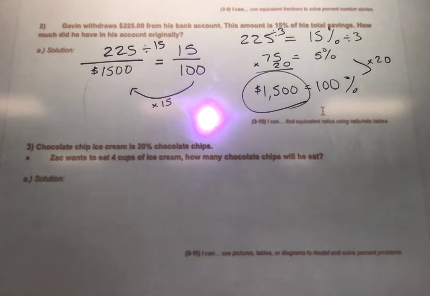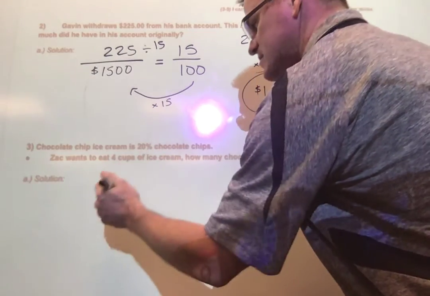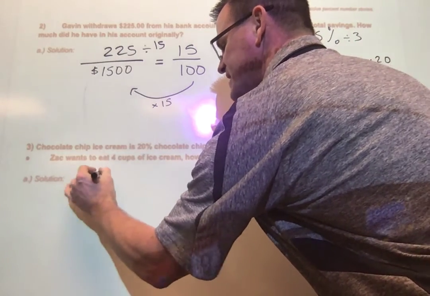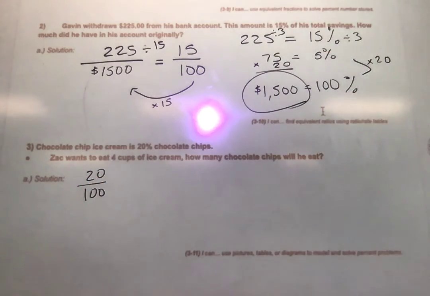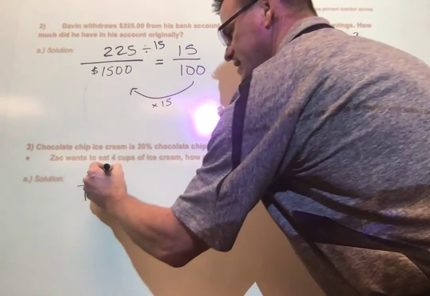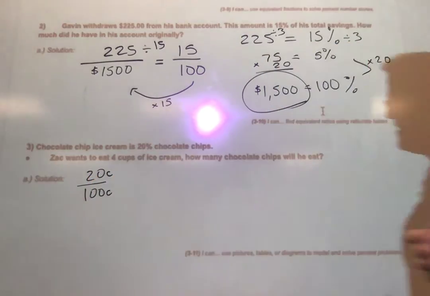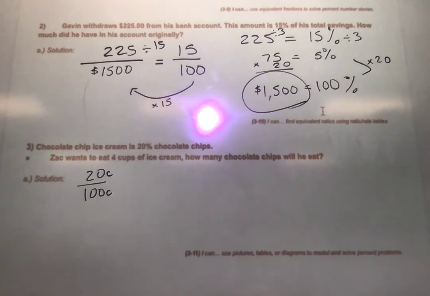Chocolate chip ice cream is 20% chocolate chips. Zach wants to eat 4 cups of ice cream, so how many chocolate chips will he eat? Okay, so we know chocolate chip ice cream is 20%. 20% I know means 20 out of 100. And since we're dealing with cups here, that means 20 cups out of every 100 cups are chocolate chip.